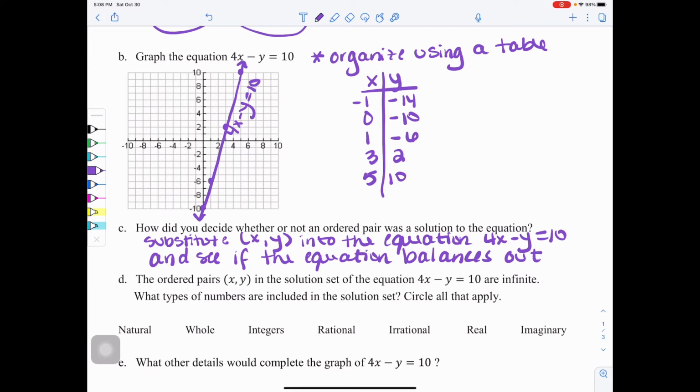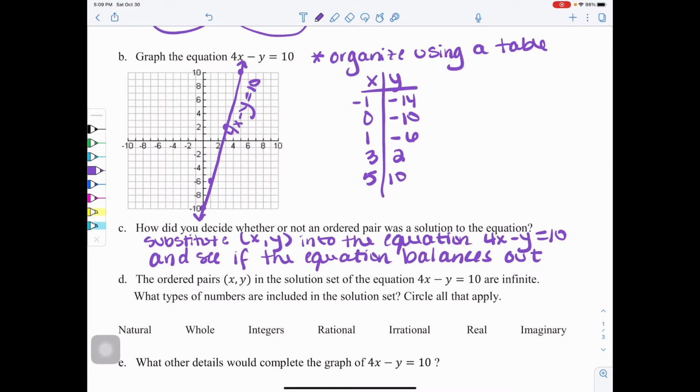Which means essentially we were doing a check. The coordinates gave us an x value and a y value to try in combination. We plugged them into the equation to see if it checks or balances out. If it does, then we know that combination is a solution to our equation in two variables. So in part D, the ordered pairs x, y in the solution set of the equation 4x minus y equals 10 are infinite. What types of numbers then are included in the solution set? Let's circle all that apply.